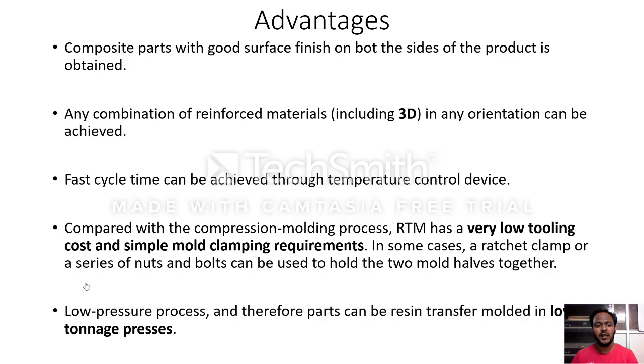simple mold clamping requirements. In some cases, you can have a ratchet clamp or a series of nuts and bolts used to hold the two mold halves together. So it has a very low tooling cost, where only a small type of mold is involved, where upper and lower half you can easily use with a very simple mold clamping requirement. And it is a low pressure process, therefore parts can be resin transfer molded in low tonnage presses.